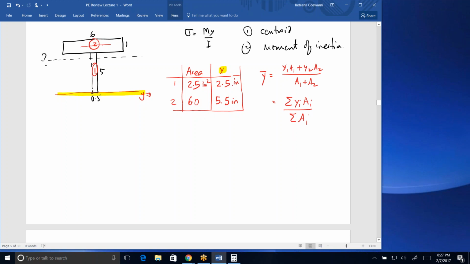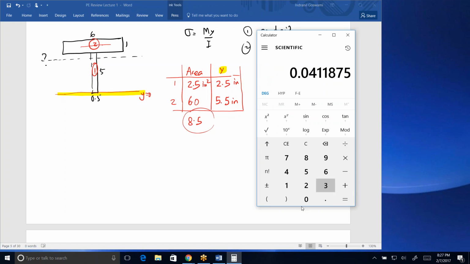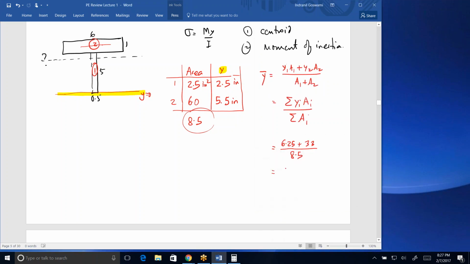So I have 2.5 times 2.5, 6.25, plus 6 times 5.5, that's 33, divided by the total area, and that's 8.5. So 39.25 divided by 8.5 is 4.62, rounding a little. So this height, where the centroid is, is 4.62.